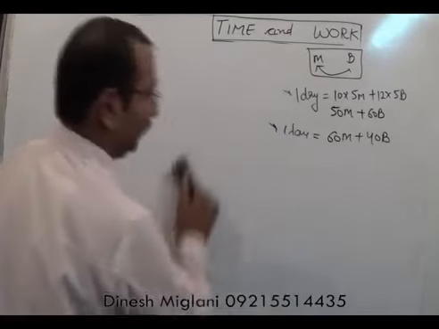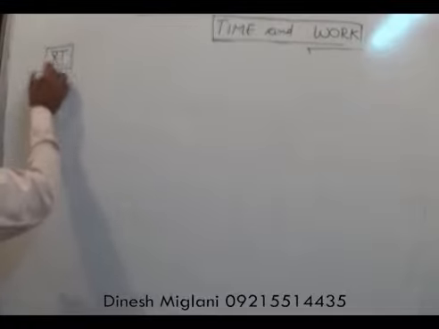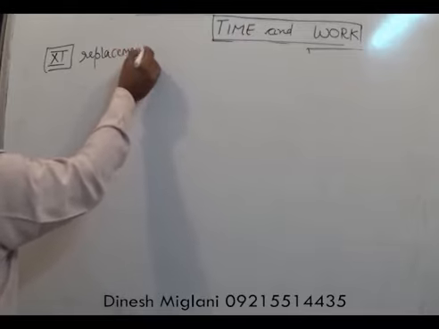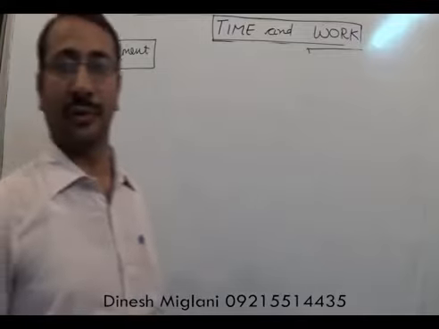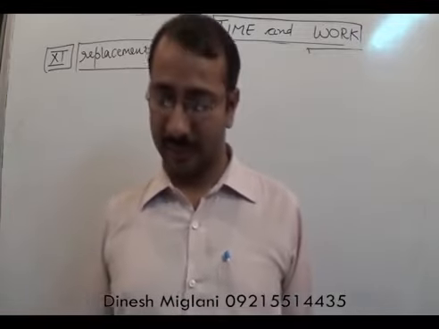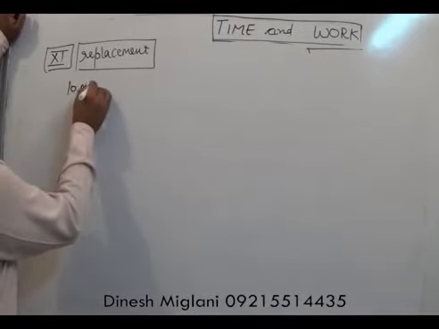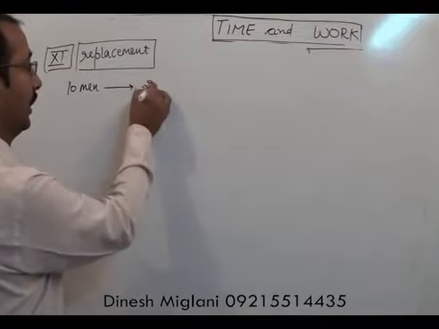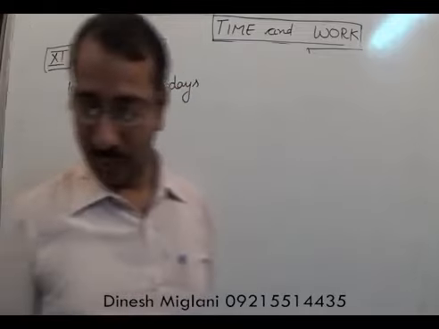Now after this, we have the last type of question in this topic. That's our type number 11, which deals with the concept of replacement. I will start with a question, try to understand it and answer it. It is given that 10 men can do a work in 200 days.